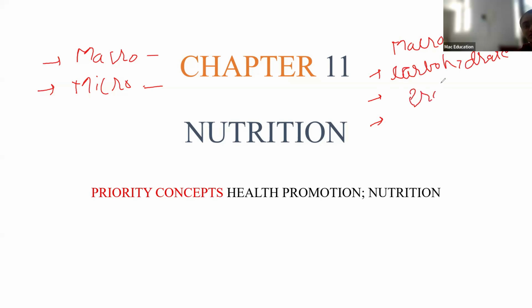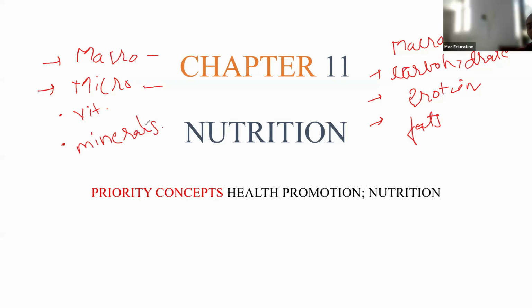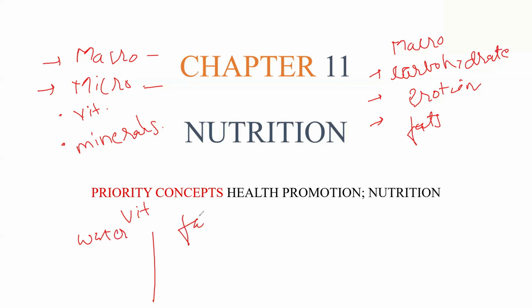Carbohydrate, protein, and fats. And what about micronutrients? Vitamins. Yes. Vitamins, electrolytes. Okay, yes, we can say it. Minerals and electrolytes. Yes, minerals are themselves electrolytes. What about vitamins? Vitamins are again divided into two categories. Yes, water soluble and fat soluble.